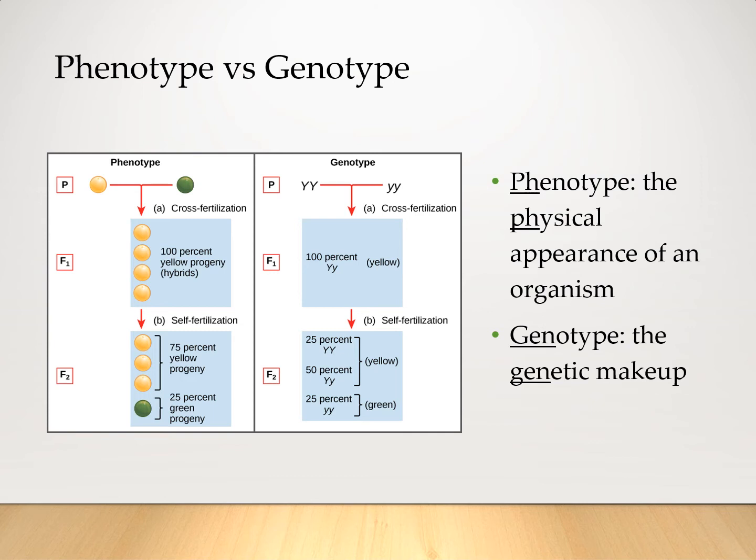Notice in the F2 generation under genotype, both the homozygous dominant, which is 2 capital Y's, and the heterozygous, which is 1 capital Y, 1 lowercase y, both offspring express as yellow because the dominant allele is present, so it will mask the recessive green allele.